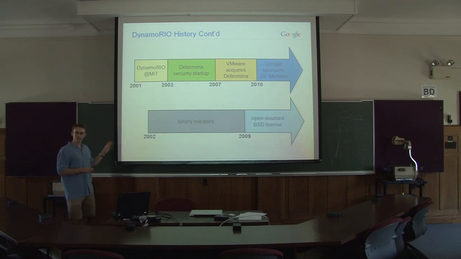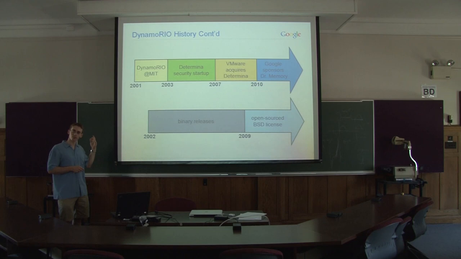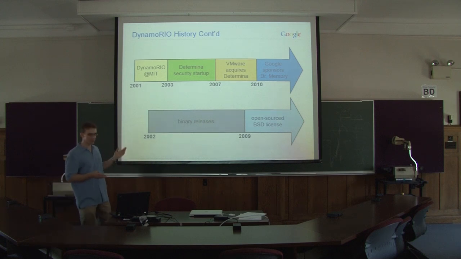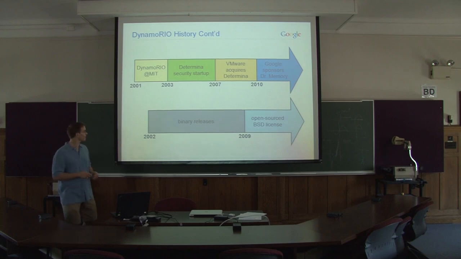Now, while we were at MIT, we wanted to release this as a tool platform. And because of the Hewlett-Packard agreement that we had, we couldn't give out the source code. But we did get them to agree to let us give out a binary release. So essentially, the release was a shared library with an API. Write your tool to target that API. Right? So for many years we were putting out binary releases.